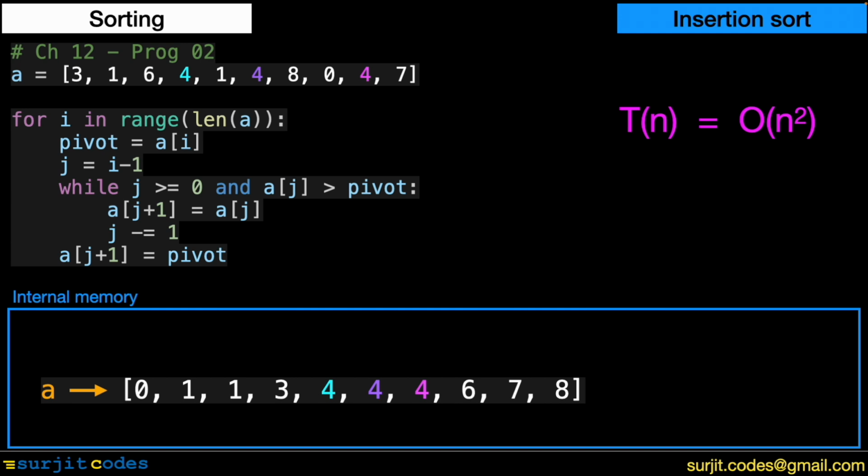When the list is already sorted, we do not enter the while loop at all. So, in the best case scenario, time complexity is of the order of n. Like before, space complexity is constant.